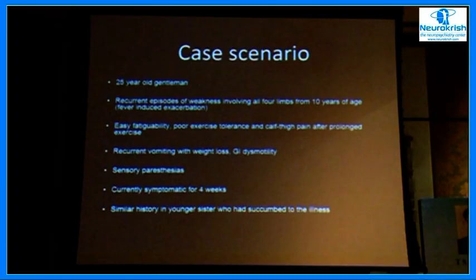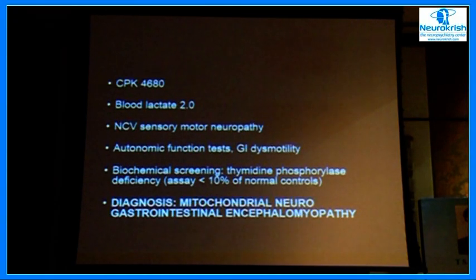Next is a 25-year-old man who presents with recurrent episodes of weakness involving all 4 limbs from 10 years of age, fever-induced exacerbation with easy fatigability, poor exercise tolerance, and calf and thigh pain after prolonged exercise, recurrent vomiting, weight loss, GI dysmotility, sensory paresthesias, currently symptomatic for 4 weeks, and similar history in a younger sister who had succumbed to the disease. His CK was 4,680, blood lactate was 2, and nerve conduction showed sensory motor neuropathy. Autonomic functions showed GI dysmotility.